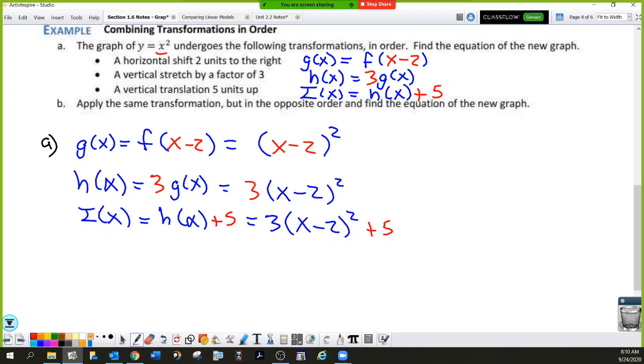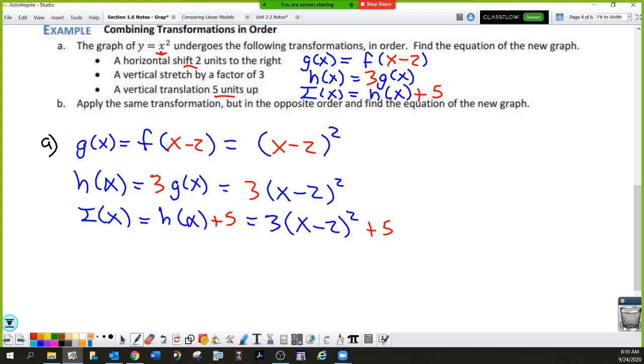Its vertex is now at 2, 5, which we should expect because this one's vertex is at 0, 0. Shift it to the right 2 and then up 5 should be at 2, 5, and it is, because it's what makes the inside equal 0, comma the number to the far right. Oh, and there's a 3 on the front, which means it's 3 times taller than the parent function. Cool? Okay. Part B.